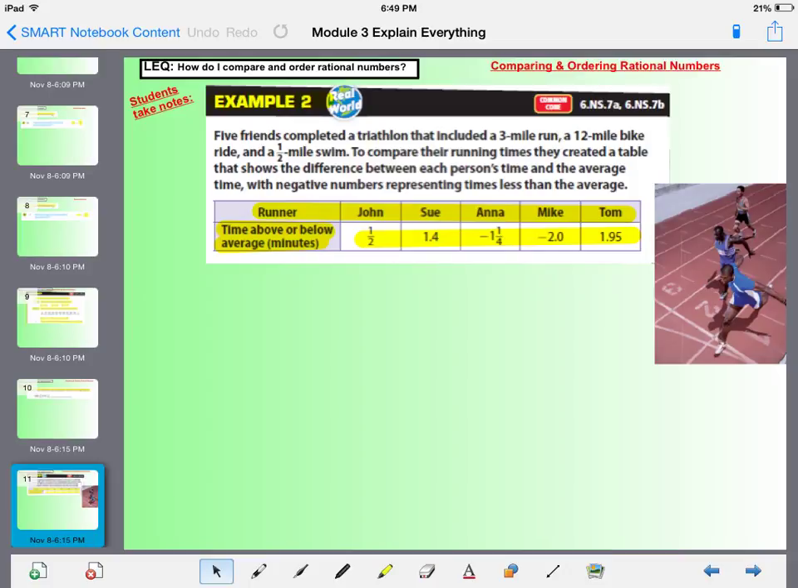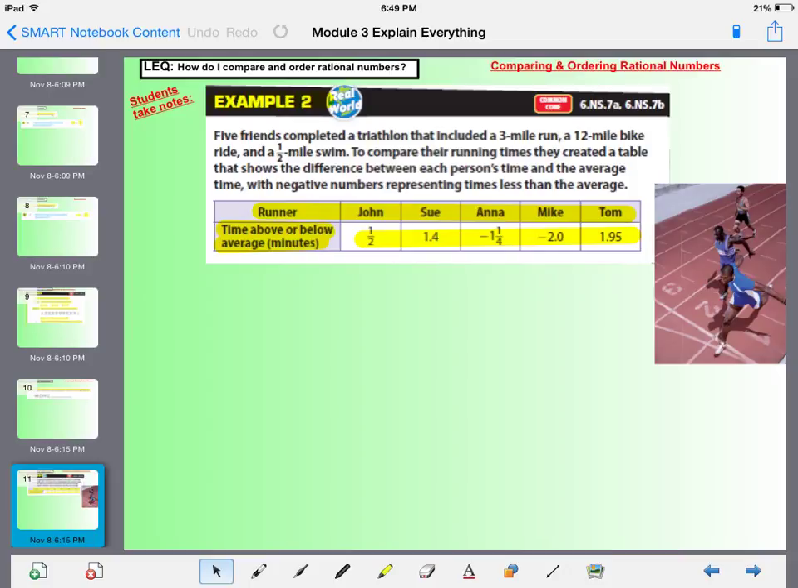Now let's apply this in a real world scenario. If we have 5 friends and they completed a triathlon, it included a 3-mile run, 12-mile bike ride, and a half-mile swim. To compare their running times, they created a table that shows the difference between each person's time and the average time, with negative numbers representing times less than the average.